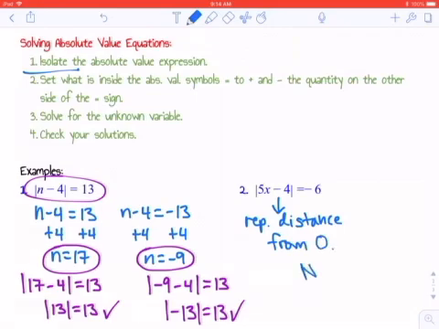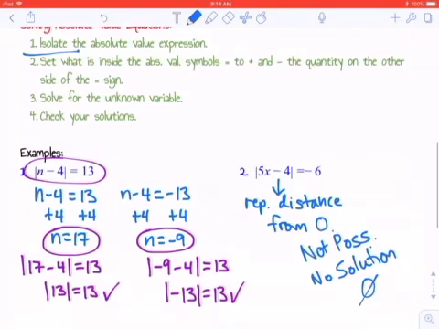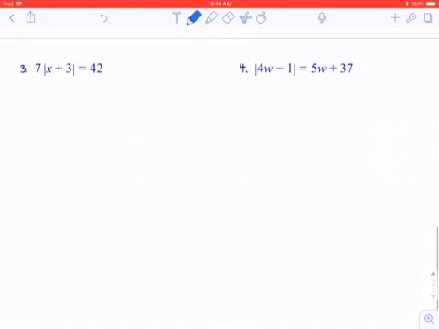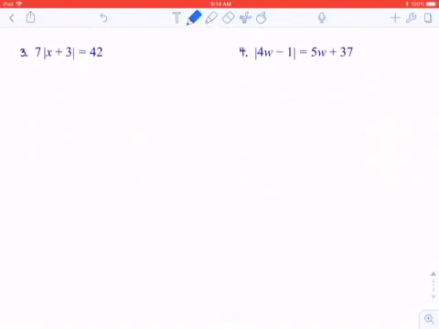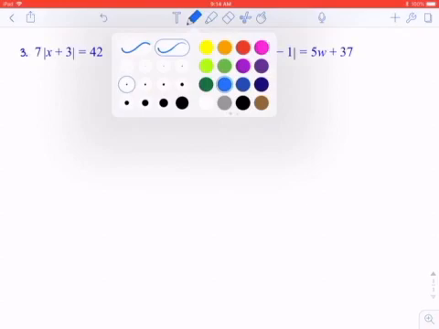No. So this is not possible. We can stop right there and say that this would have no solution. And if you did solve this, you didn't notice in the beginning it was equal to a negative, you would end up with two solutions, and when you check them, they would not work. So you would do a lot of extra work that you don't have to do if you recognize that right away. All right, we just have two more examples.